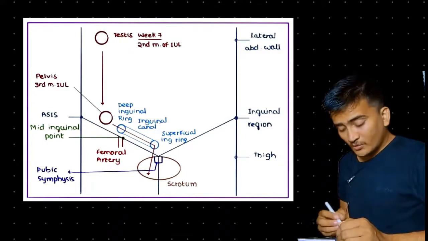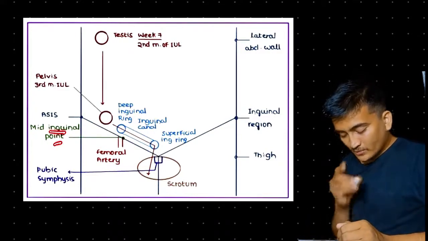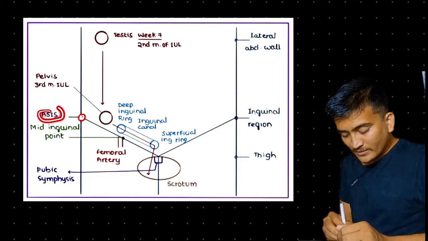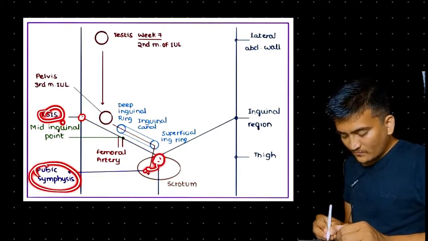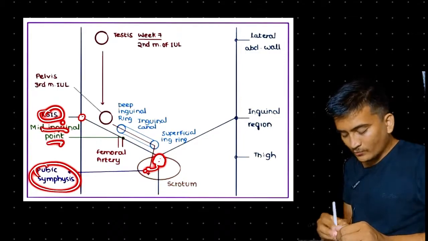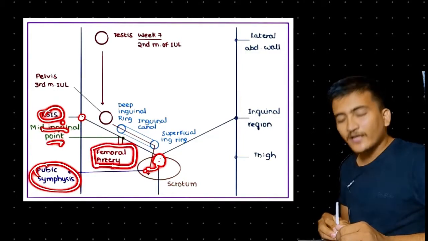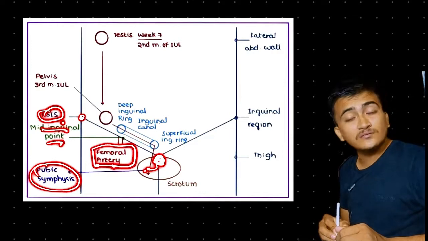Now what is this mid inguinal point? The mid inguinal point is the point between the anterior superior iliac spine and the pubic symphysis. As you can see right here, this is the pubic symphysis. That is the mid inguinal point, where we'll find the femoral artery and where we can feel the femoral arterial pulse.